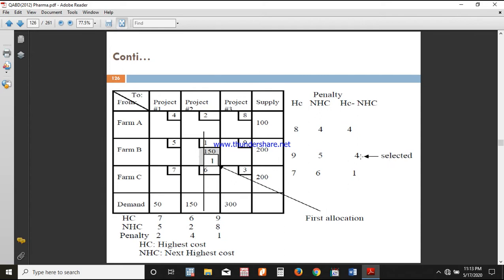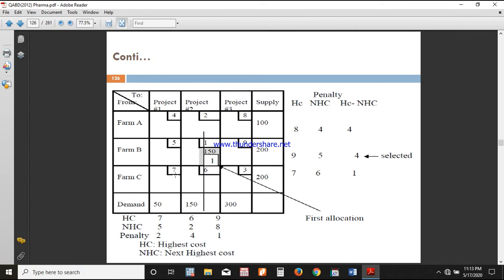Therefore, for the first allocation, there are 2 numbers with equal values, the highest being 4 and 4. Therefore, by using probability, you can choose one best. To choose one best from these 2 rows, we should concentrate on the column values.